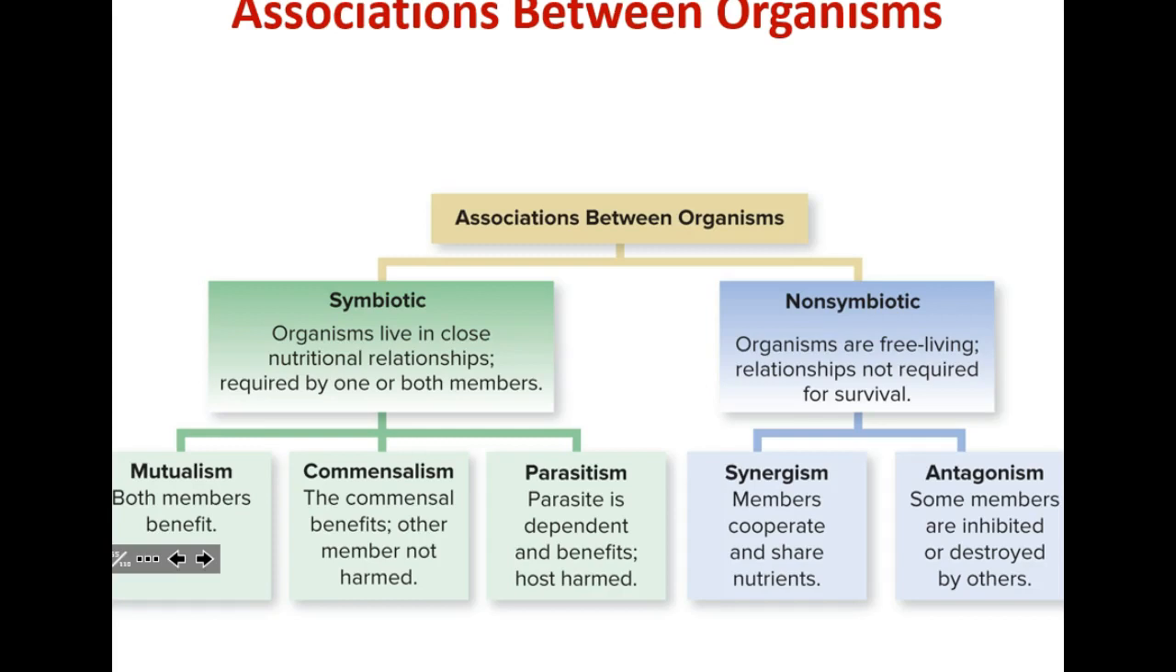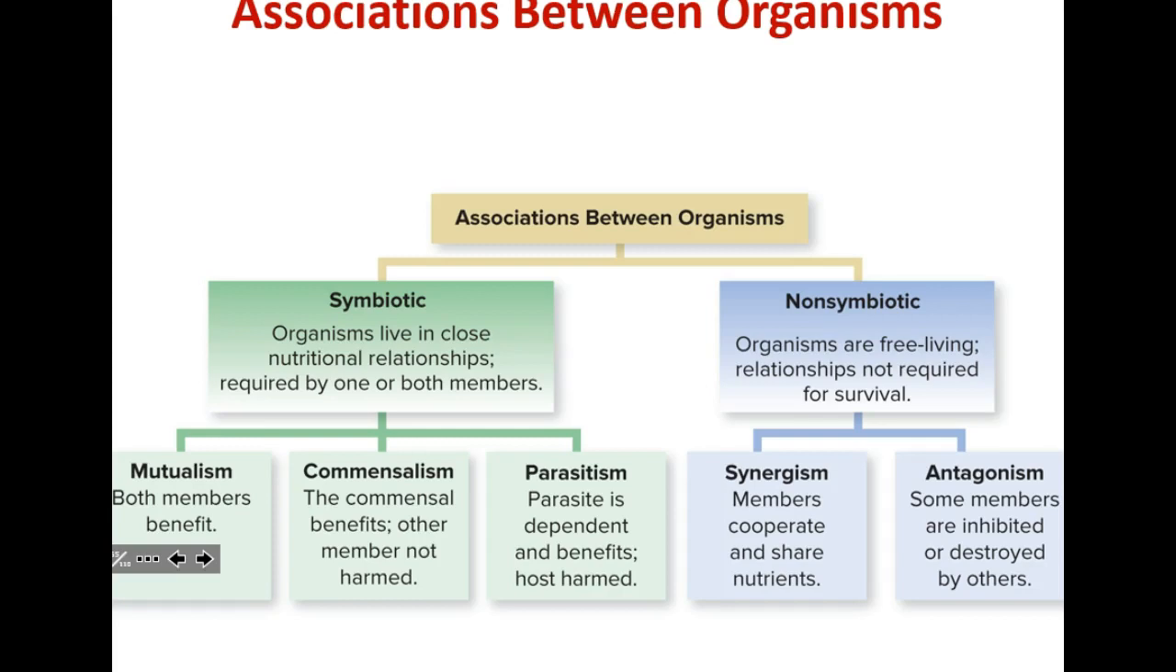So in symbiosis, who benefits in mutualism? Both members. In commensalism, who benefits? All right, and what about the other one? They're not harmed. And a parasite is dependent and it benefits. But what about the host? The host is harmed.